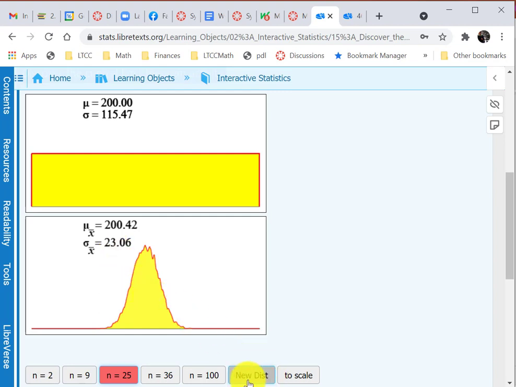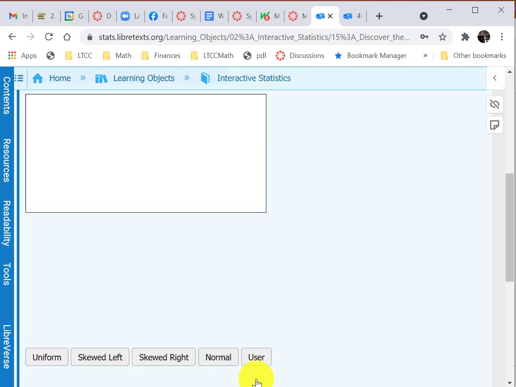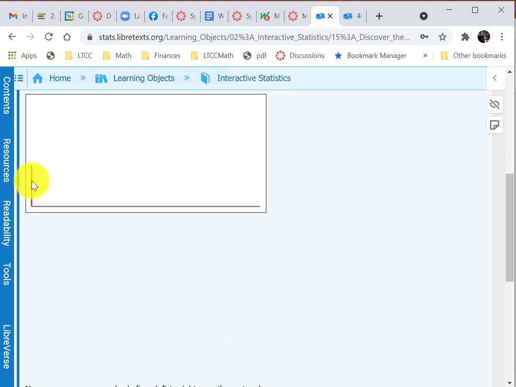Okay, this works, it turns out, for any possible distribution you might want to look at. That same idea happens. In fact, let's play around. I can even, how about a user distribution? I get to draw my own. So how about a multimodal distribution?